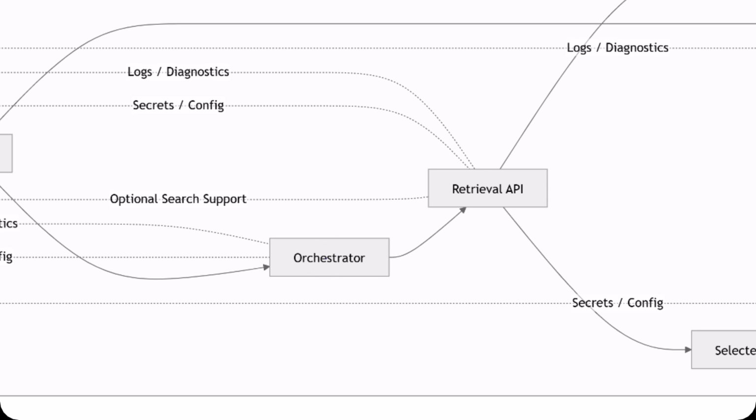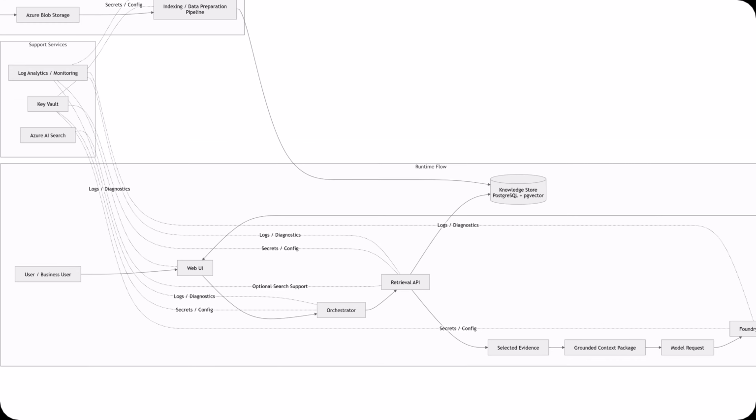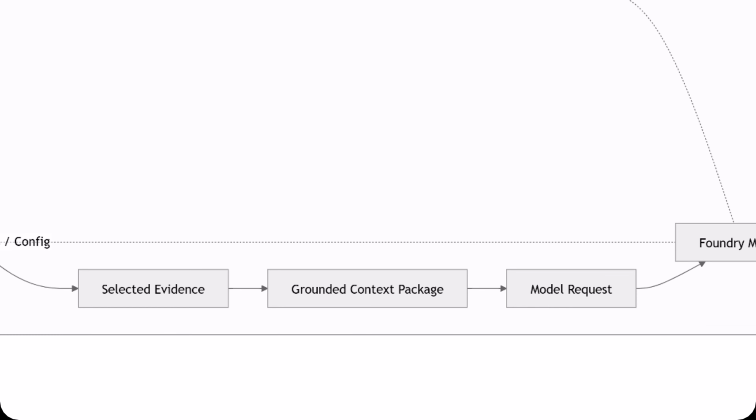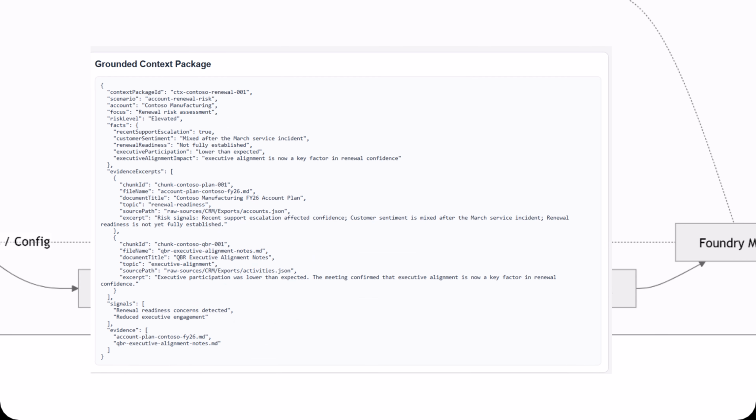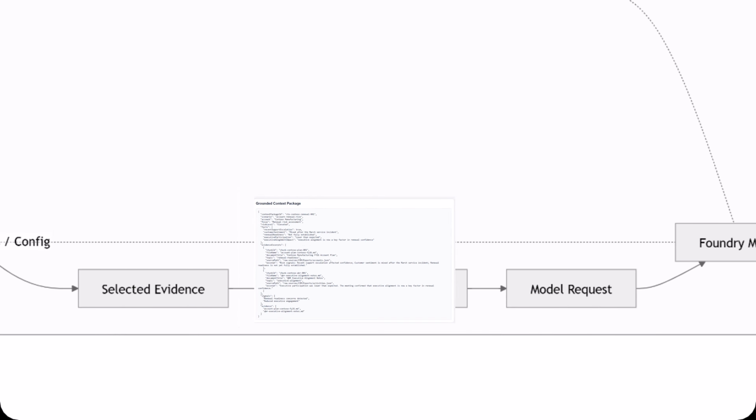Once retrieval returns the results, the orchestrator does not send everything it found to the model. Instead, it builds a grounded context package. This is a controlled package of information that includes the scenario, the account, the focus, the estimated risk or status, as well as the extracted facts and evidence excerpts. This package is very important because it reduces the risk of hallucination and allows the model to operate within a narrow, relevant business context. In other words, the model does not receive the original sources directly. It receives only the final grounded context package.